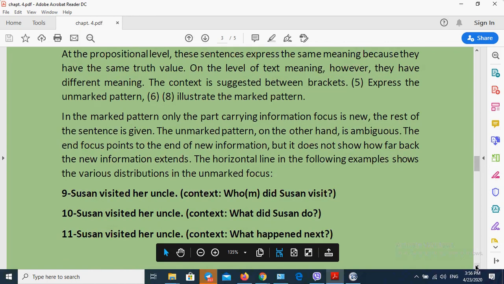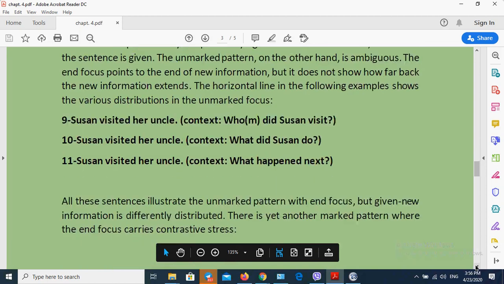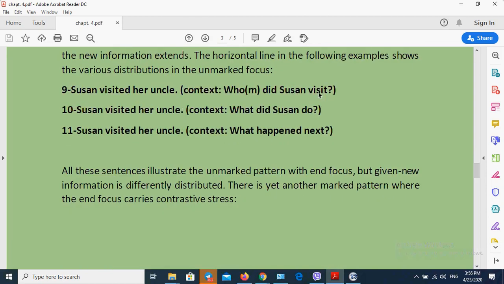Number 9. Susan visited her uncle. The context: who did Susan visit? Her uncle. Here we have Susan visited her uncle. According to the context, what did Susan do? Susan visited her uncle. Here, who visited her uncle? Susan. Here, Susan visited her uncle. According to context, what happened next after the visitation?